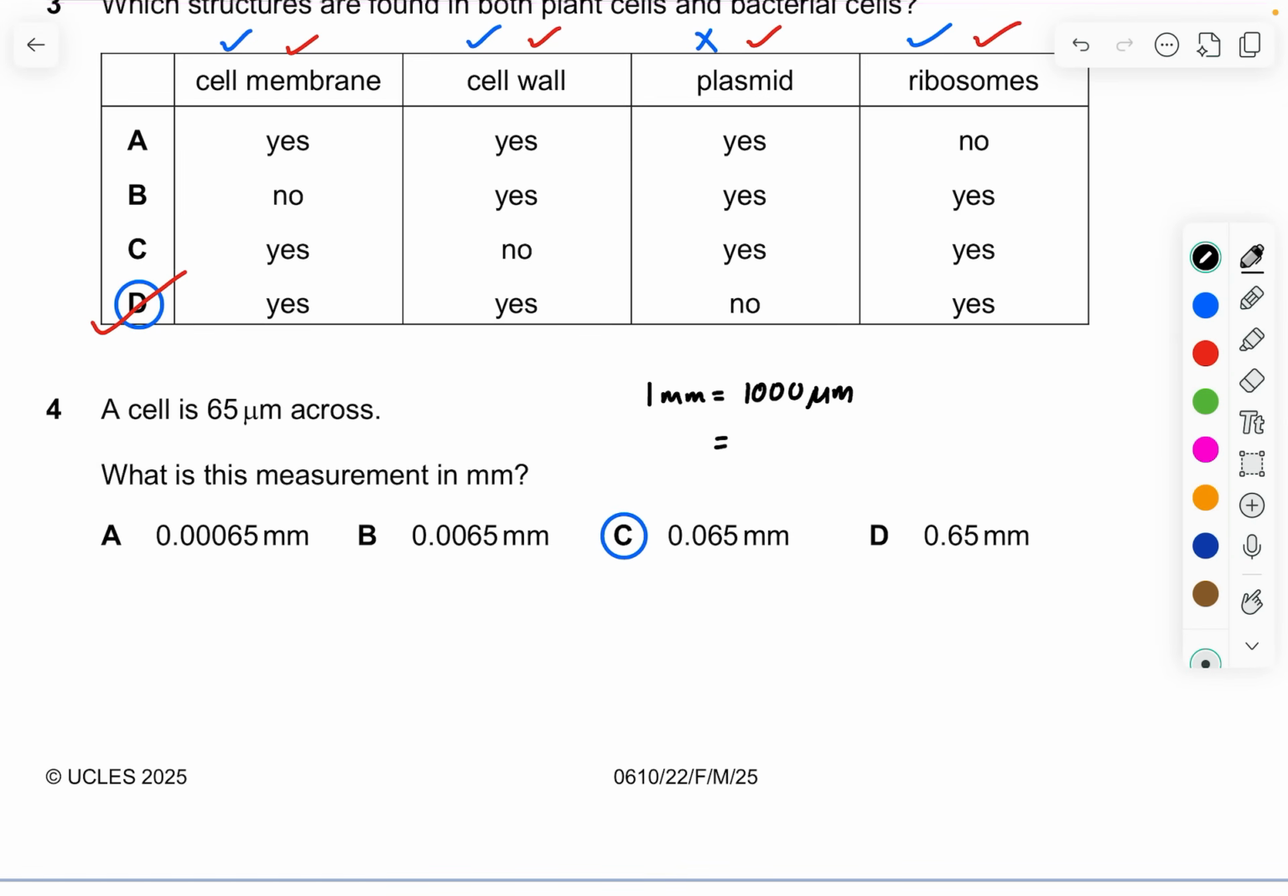So given that it is 65 micrometer, how would you get the answer for this? Divide by 1000, so you're going to get 0.065 millimeter. So the answer is C, right?